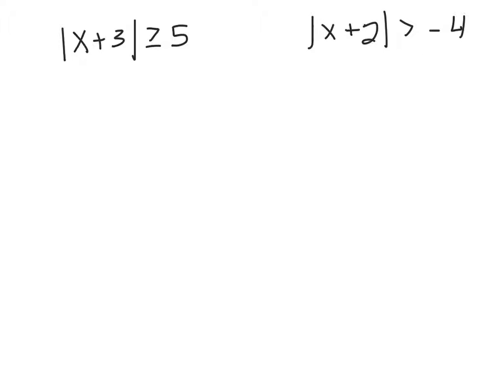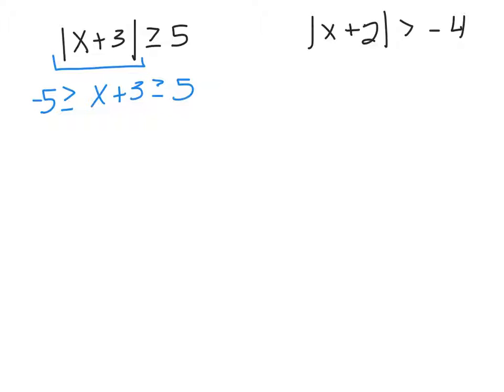To solve an absolute value equation, the first thing we're going to do is isolate the absolute value. And in this first problem, it's already isolated. Then I'm going to set up a compound inequality. X plus 3 is greater than or equal to 5 and greater than or equal to the opposite of that number.